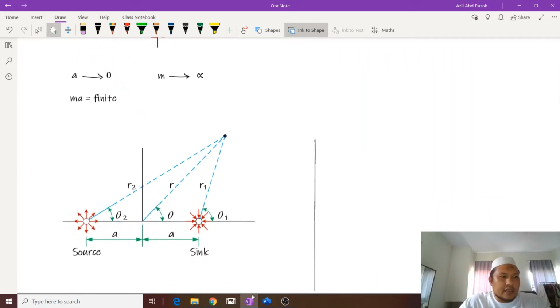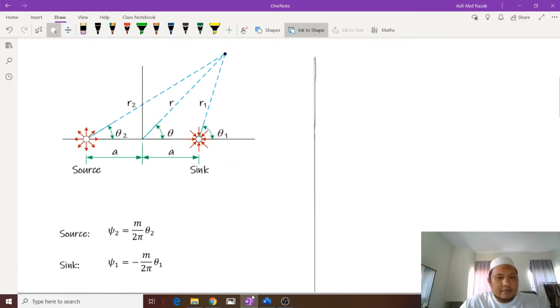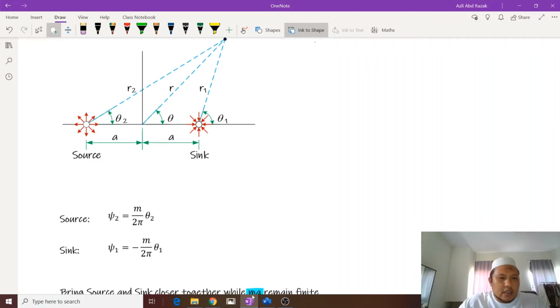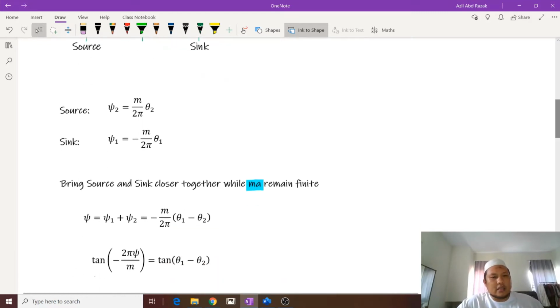From these figures, we know that the source is given by this equation. I put it as psi 2 for the source: psi 2 equals m divided by 2 pi theta 2, and then the sink is psi 1, which is equal to minus m divided by 2 pi theta 1. From the above figures, we can write the equation for psi by bringing the source and sink close together.